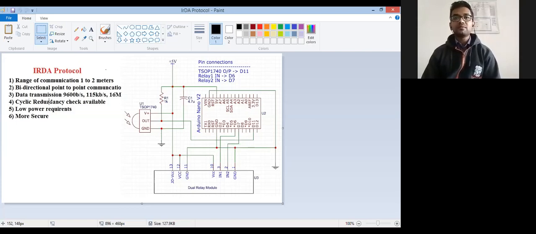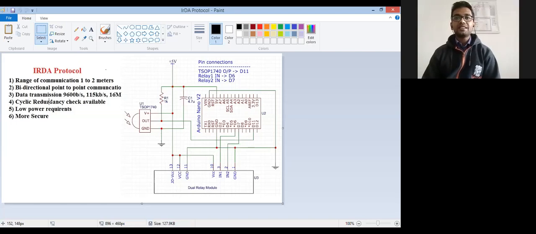The second feature is that bidirectional point-to-point communication is there. The most important thing is that it supports point-to-point communication. Bidirectional communication means that at the same time you can transmit data and receive data, but the communication is point-to-point, meaning the transmitter and receiver must be in line of sight. If some obstacle comes in between the transmitter and receiver, the communication stops. So the communication is bidirectional, but it is point-to-point.